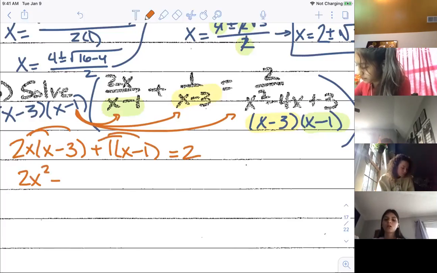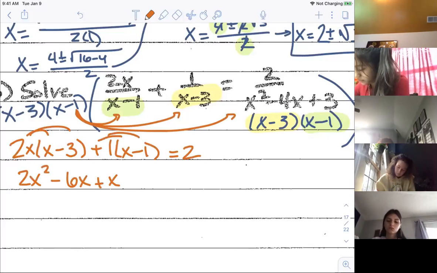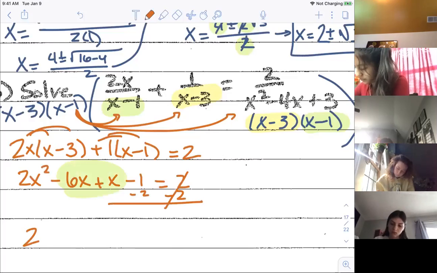2x squared minus 6x plus x minus 1 equals 2. We are going to combine these like terms, and I'm actually going to minus 2 in this term as well, just so I can get everything together. So I get 2x squared minus 5x minus 3 equals 0.